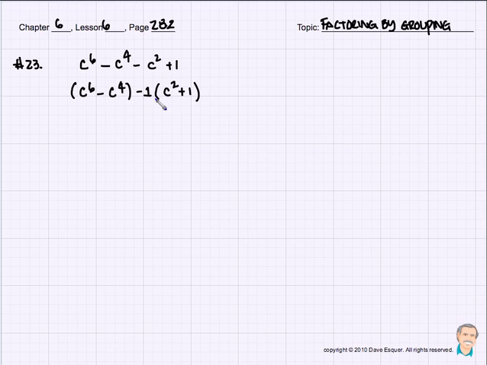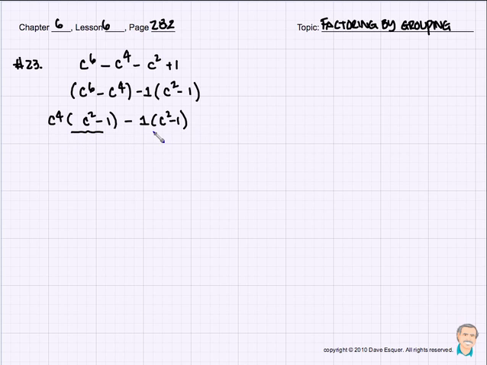I'm grouping them together. I end up with minus c squared. Minus 1. Let's make that change. See, I don't want to make a mistake. Perfect. So if I factor this out, minus 1 times c squared is minus c squared. Minus 1 times minus 1 gives me that 1. So if we look at this first grouping here, we can factor out a c to the 4th, which leaves me with a c squared minus 1. Minus 1 times c squared minus 1.